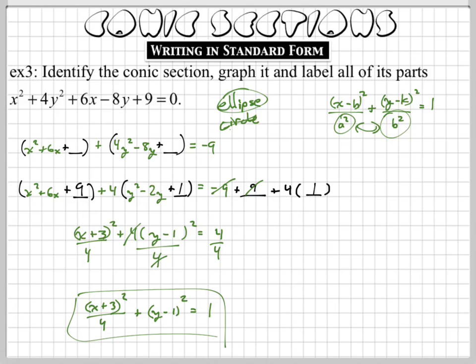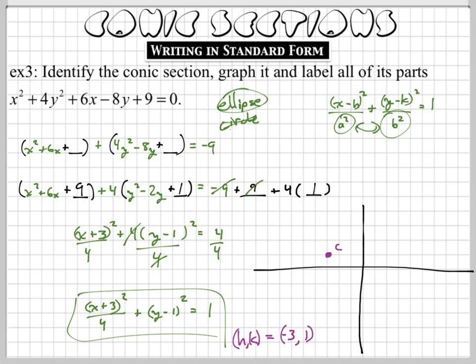How would this look as a graph? Where's my center? What's my h, k? At negative 3, 1. You guys did it right this time. You did the opposites. Negative 3, 1. And so I go to negative 3 and I go up 1. There's my center. That's my h, k.